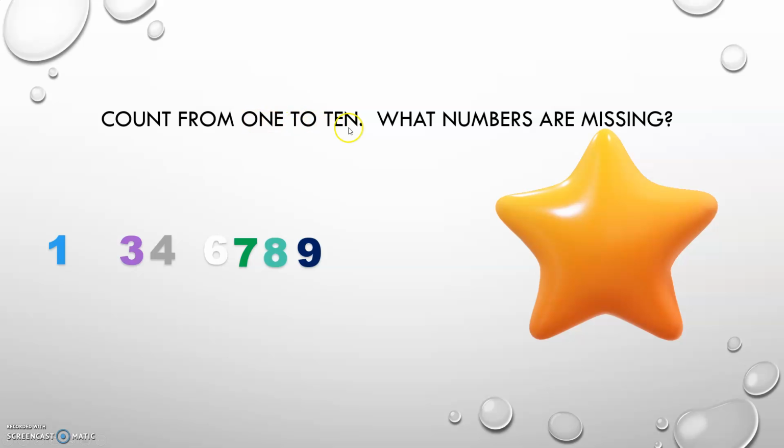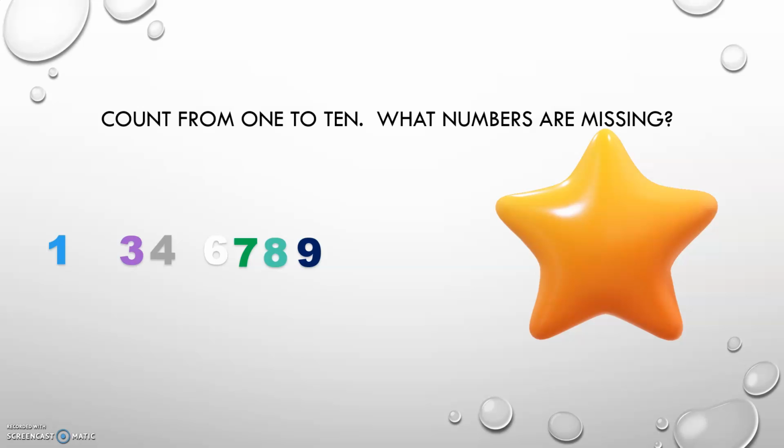Can you count from 1 to 10? What numbers are missing? Here are some missing numbers. Can you tell me the numbers that are missing by counting from 1 to 10? Let's look at these numbers. Can you say these numbers with me? 1, 3, 4, 6, 7, 8, 9. Those are the only numbers that are here, but it says count from 1 to 10. Well, there are definitely some numbers missing. Let's count from 1 to 10.